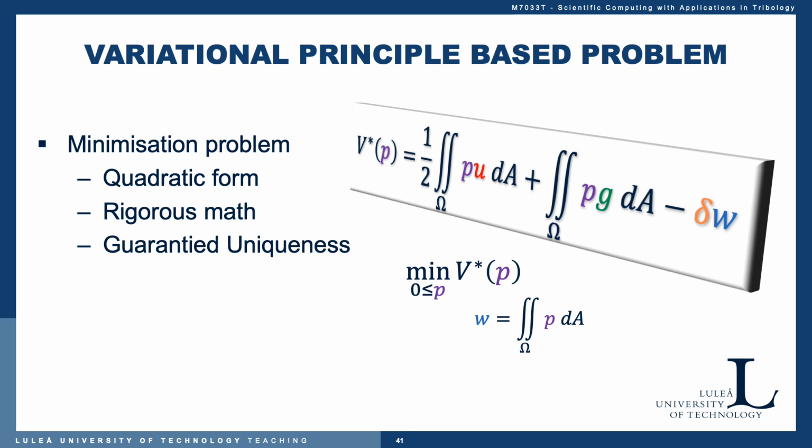So this total complementary potential energy leads to this variational principle based problem formulation, and we have some very important properties of this one: it's a quadratic form. It is supported by rigorous mathematical foundation, and one of the most important features there is that we have a guaranteed uniqueness of the results.